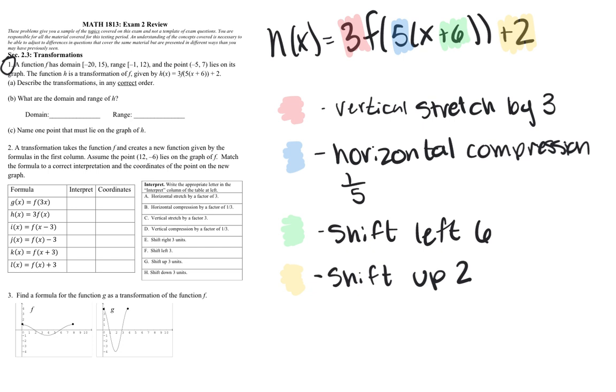Great. So now that we have all of our transformations, we want to do it in the correct order. I think we're going to do everything left and right first, and then everything up and down second. So a correct order would be our horizontal compression first, number 1. Then our shift left as number 2, because those are our horizontal things. Then our vertical stretch will be 3, and then shift up will be our last one.